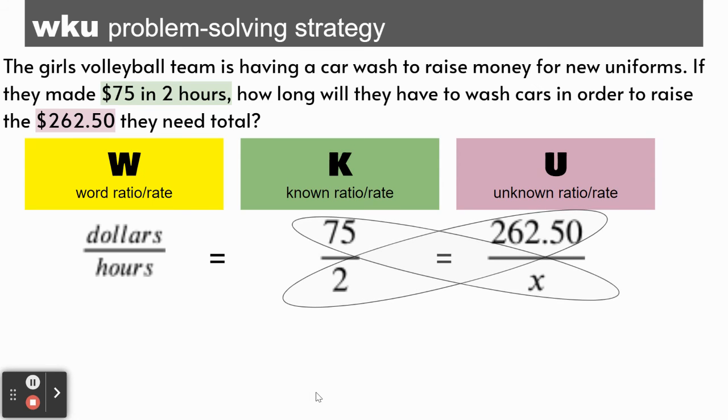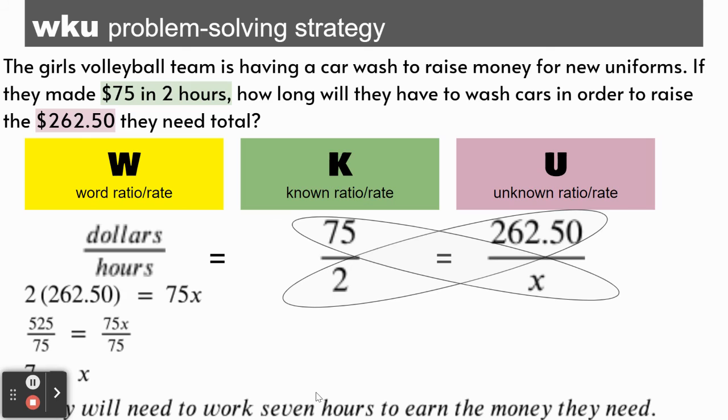Okay, so we're going to do some cross multiplication. We're going to multiply 2 times 262.50 and 75 times x, and those two are going to equal each other. So 2 times 262.50 is 525, and then we have the 75x, but we want the x by itself. So we're going to divide by 75, and we get 7. So my sentence answer is they will need to work 7 hours to earn the money they need.